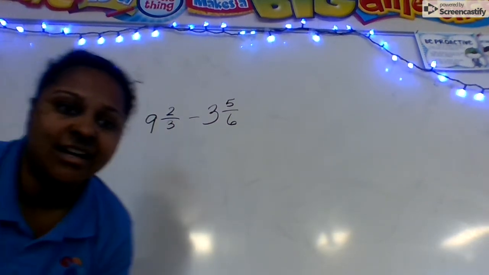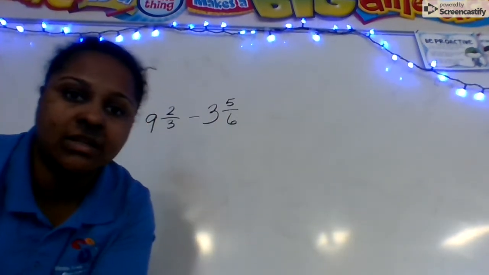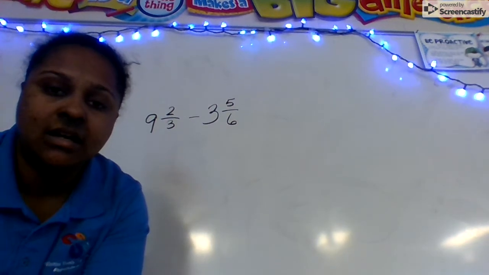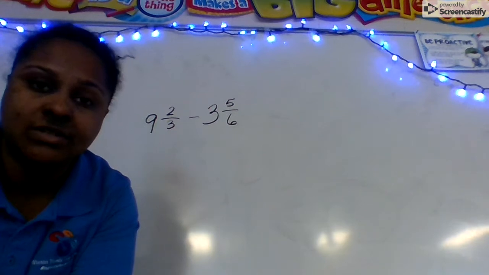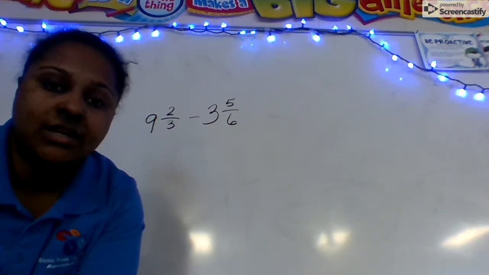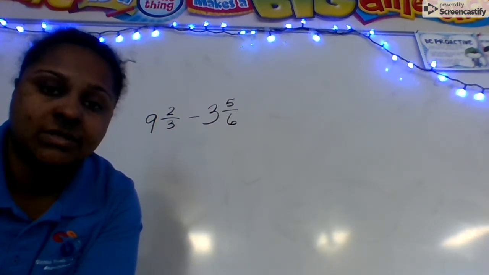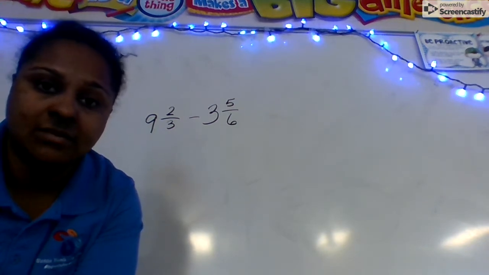Hi guys. I just wanted to go over really quickly subtracting mixed numbers. So I have two mixed numbers that I would like to subtract. There are two rules with subtracting. It's the same rules with adding. You have to have a common denominator.